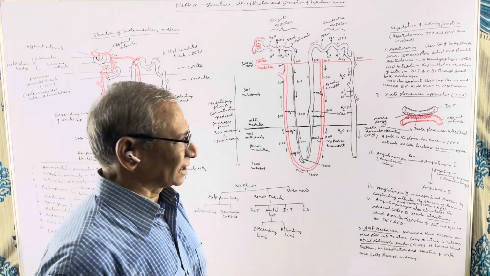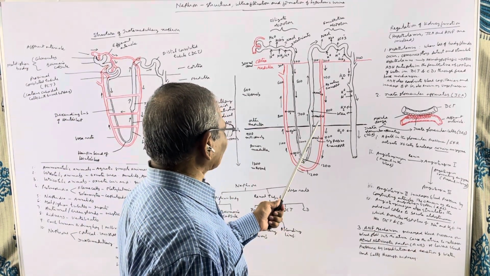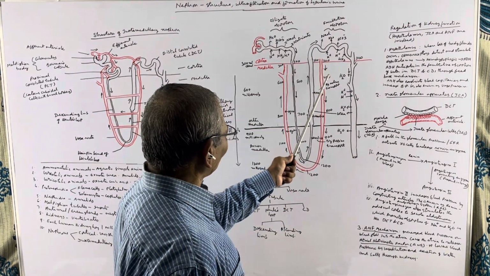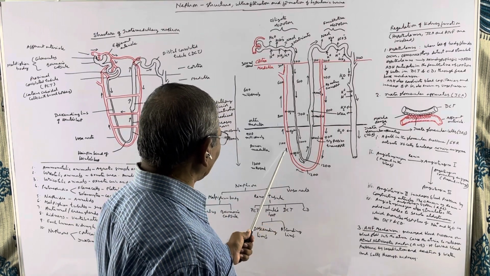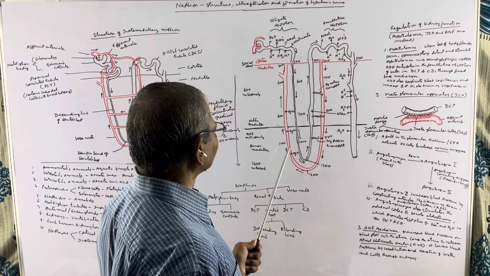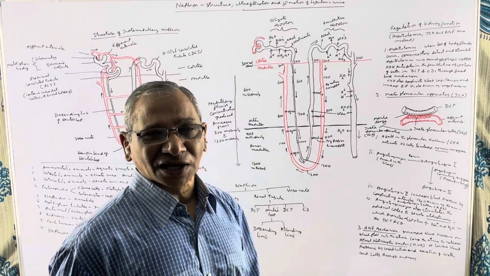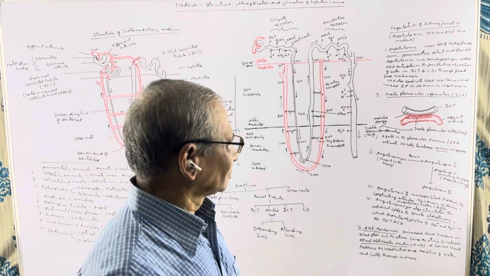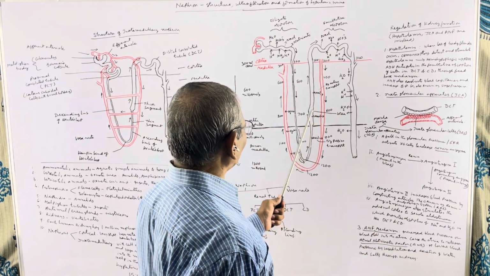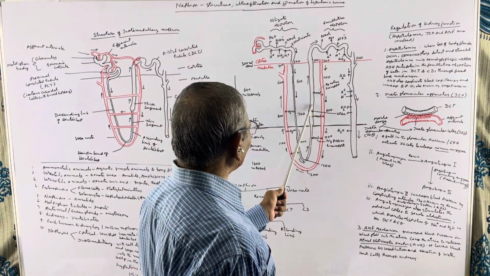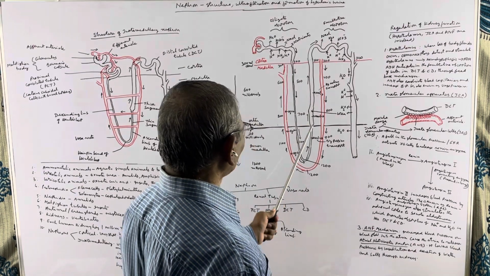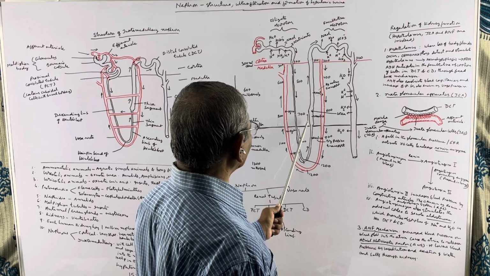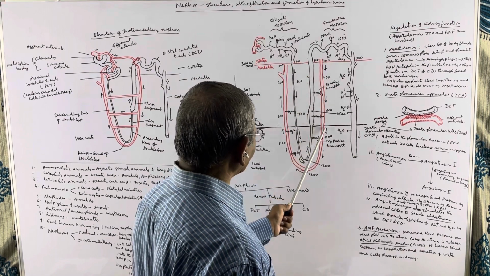This is also very important. Again, take the vasa recta. In the vasa recta, in this limb, blood flows in this direction. In this limb, blood flows in this direction. That is, in the two limbs of vasa recta, again the blood flow is in opposite directions. Then you take the movement of fluids in these two: ascending limb of Henle's loop and descending limb of vasa recta. Again, this is opposite.